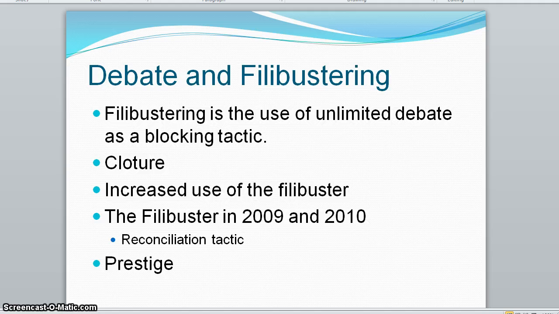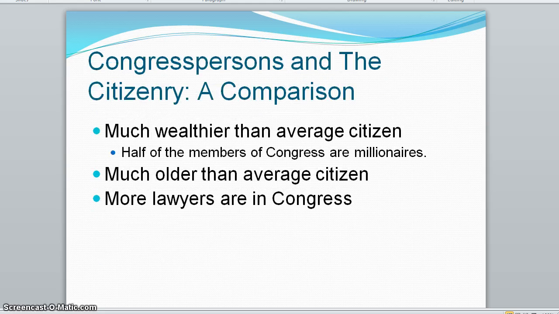And finally, a third difference between the houses involves prestige. Due to their longer terms and smaller numbers, senators can achieve a level of personal recognition and media exposure that is almost impossible for members of the House.